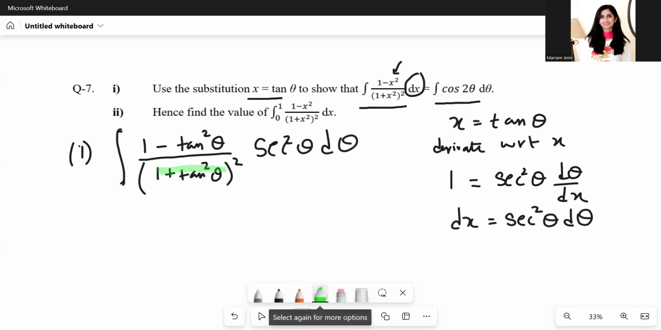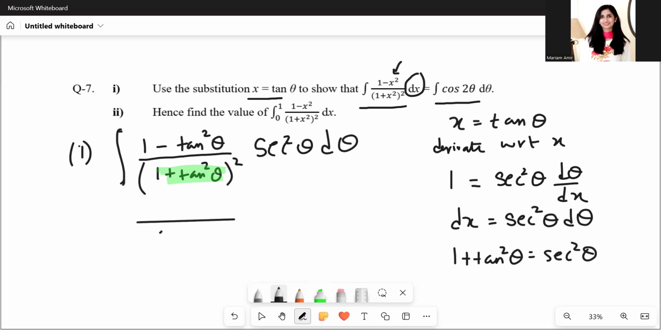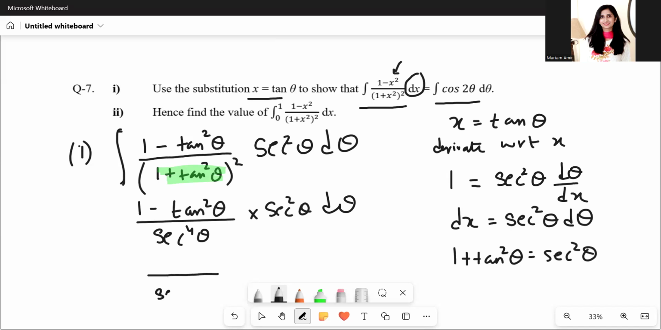All right. Now, notice that from trigonometry, we know 1 plus tan square theta is actually secant square theta. So we have a secant square theta whole squared in the denominator, so we have secant 4 theta. And here we have a secant square theta. So they cancel out and we get a secant square theta in the denominator.